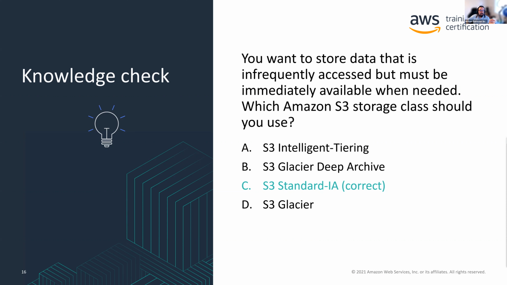But if you put something in intelligent tiering and it isn't accessed for 30 days, it's going to move it to infrequent access. If it isn't accessed another 60 days, it's going to put it into Glacier. If it's in Glacier and it's in intelligent tiering and someone tries to access it, it's going to move it out of Glacier and immediately into standard S3.